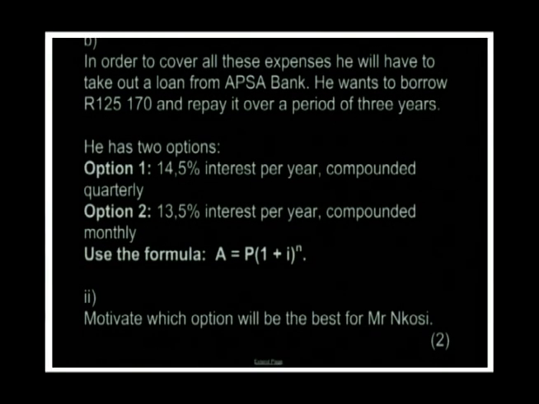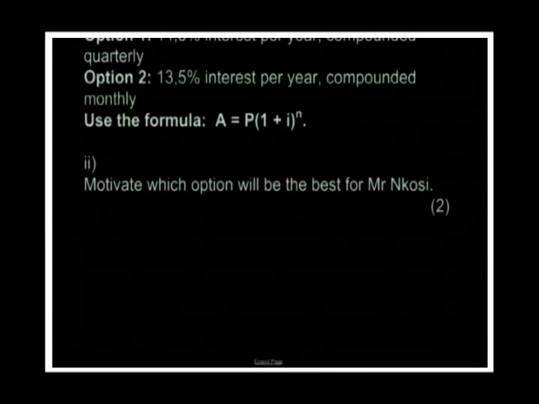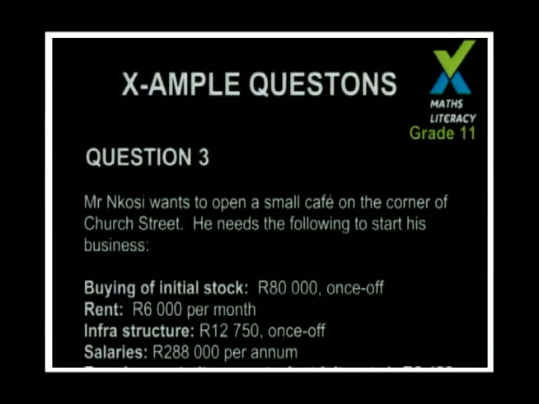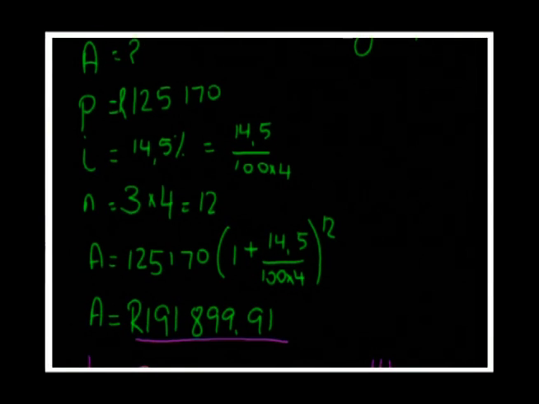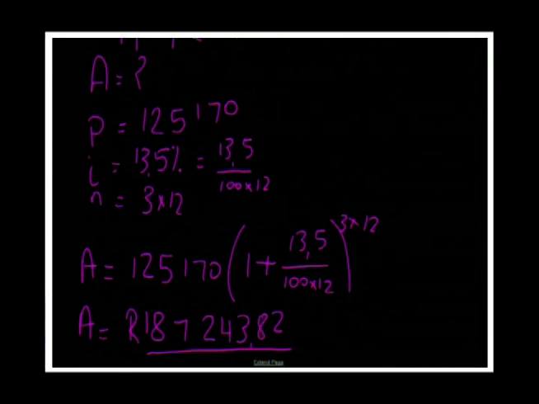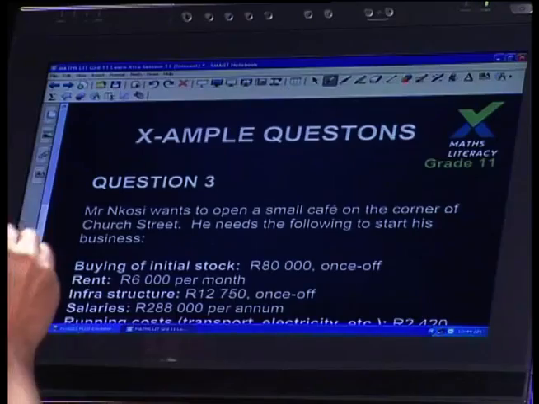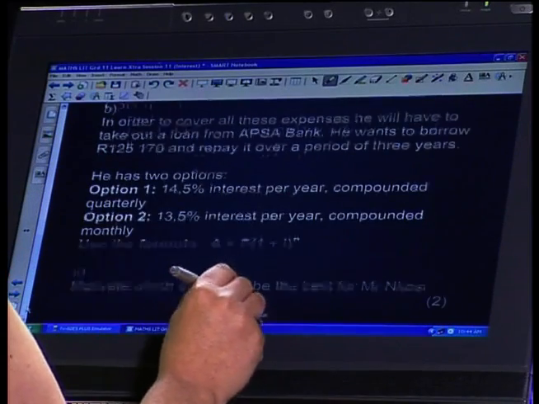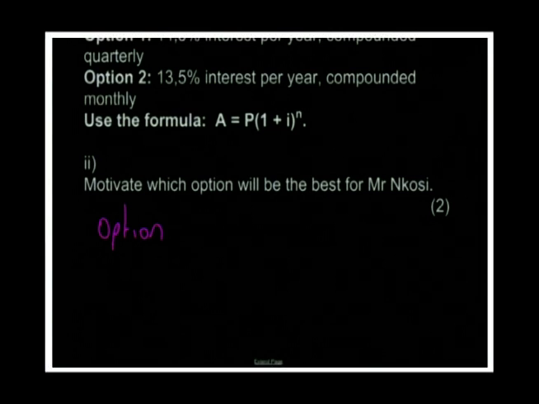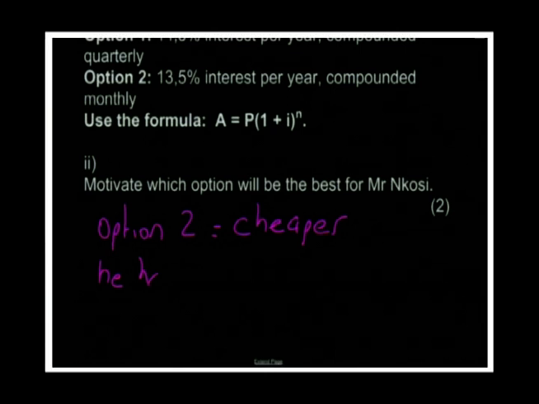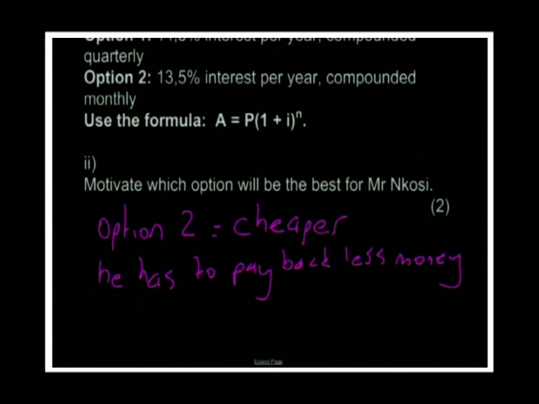Now we've got to motivate which option will be best for Mr. Nkosi. So we're going to go back to our calculations and check which one is best. Option 1, he needed to pay 191,000 odd, and option 2 was 187,000. Now remember, he is borrowing the money from the bank, so he wants to pay back the lesser amount. So we're going to motivate here that we believe that he should take option 2. And why? Because it is cheaper, or he has to pay back less money. Right, and now we've answered our question.